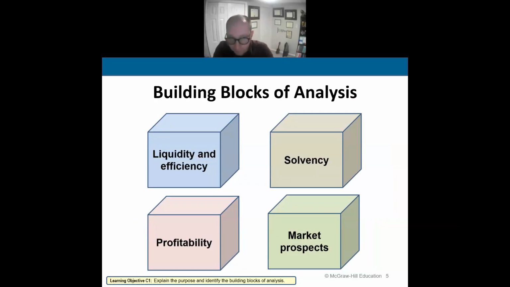When we look at the financial performance of a company based off of the income statement, balance sheet, statement of cash flows, and the statement of retained earnings, I need to know these four factors. We call these the building blocks. Liquidity and efficiency.